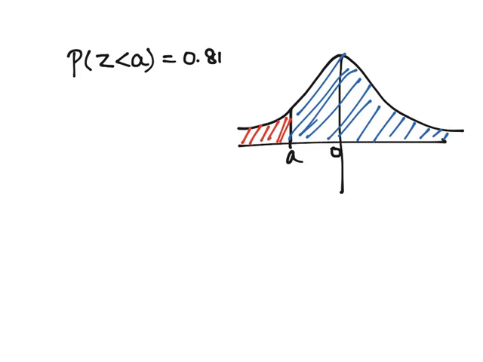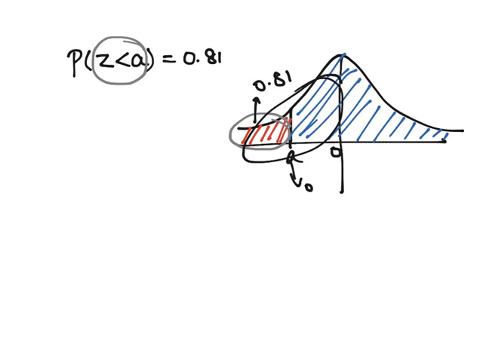Tell me, students. Please look here. It is given P of Z less than A. Less than A means left hand side of A. So which means we are talking about this area. So according to the problem, this area is 0.81. It is not possible, isn't it? Because this whole area is 0.5. So how can this area be 0.81? So definitely the placement of A is incorrect. You placed it in the wrong position.